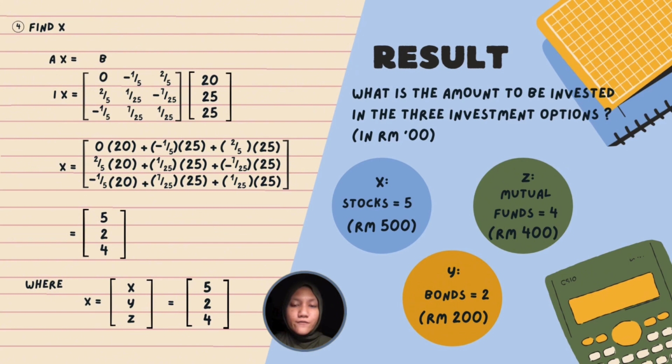First step is to find X. Referring to the theorem, we know that inverse of matrix A multiplied by matrix A is equal to identity matrix. To cancel off matrix A from the left-hand side, we need to multiply with inverse of matrix A on both sides. On the left-hand side, we know that identity matrix multiplied by variable matrix is equal to variable matrix.